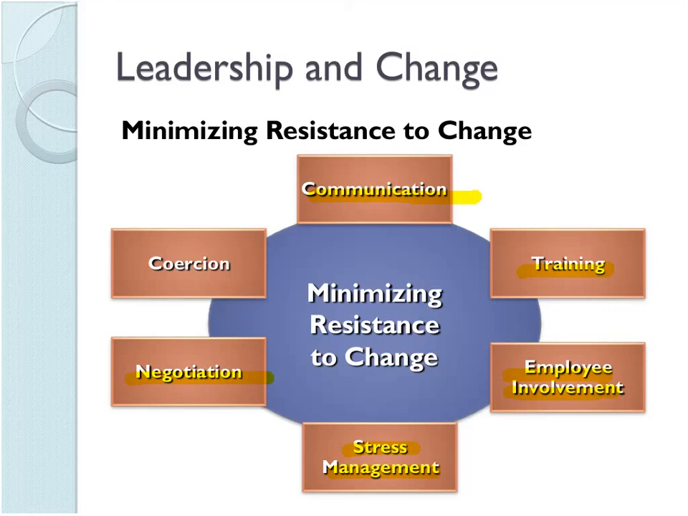And coercion is actually the last step in the changes. For example, some employees don't want to break their routines, and coercion happens when the top management says that you have to change or you can resign. There is no other way. But this is actually the last step, which we can use in the change process.